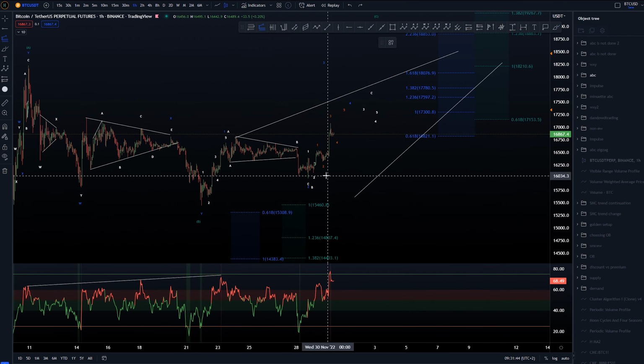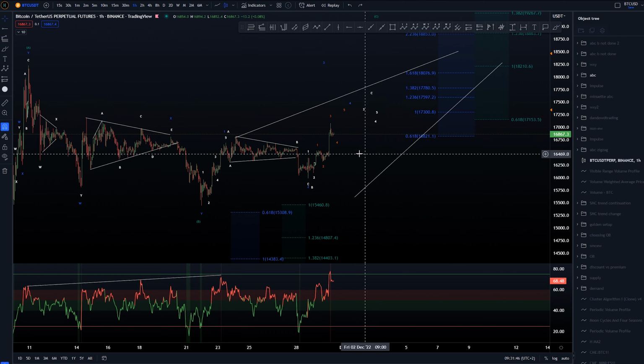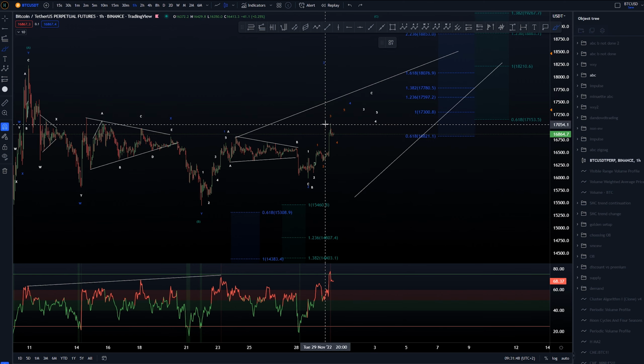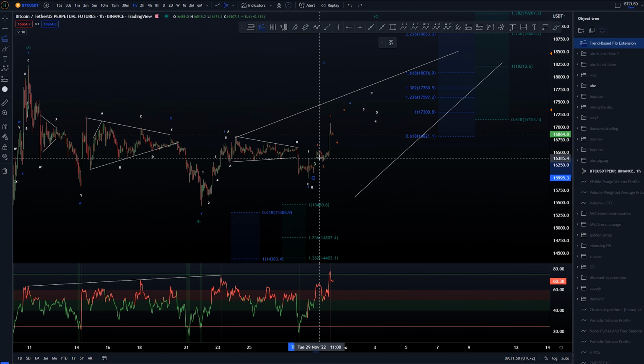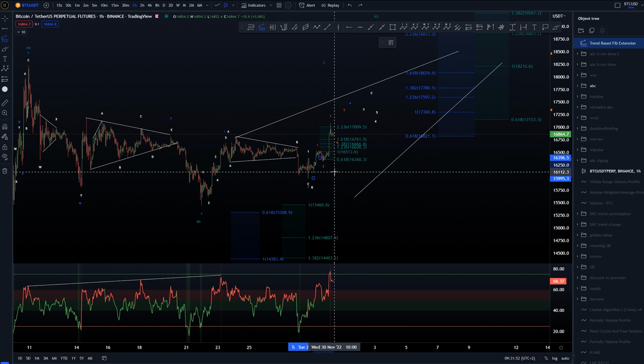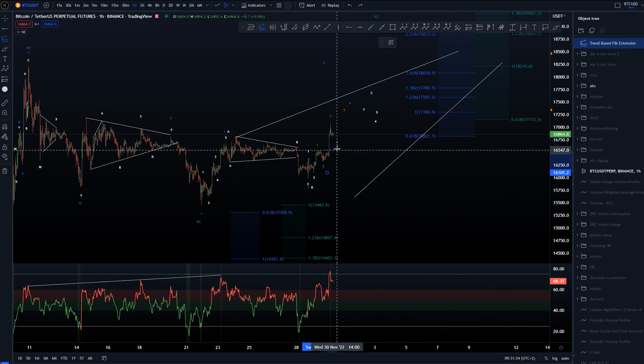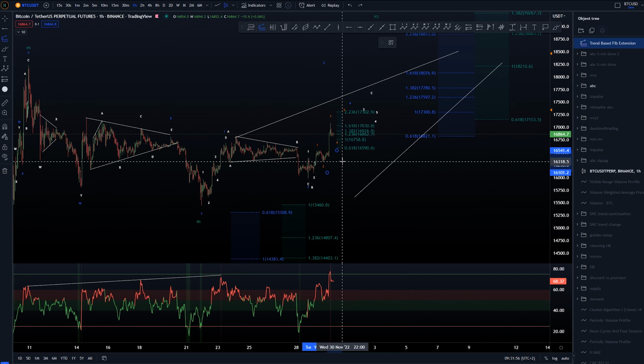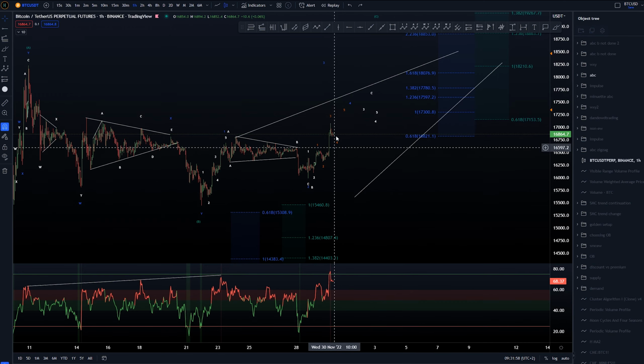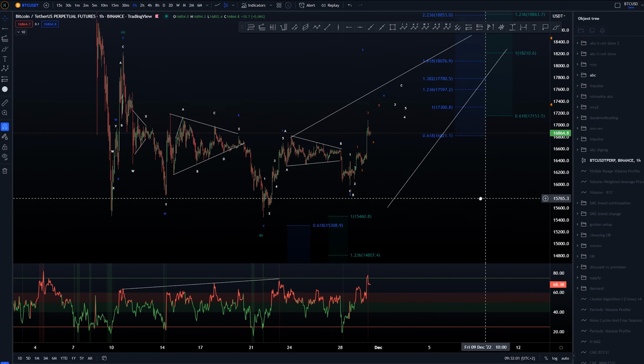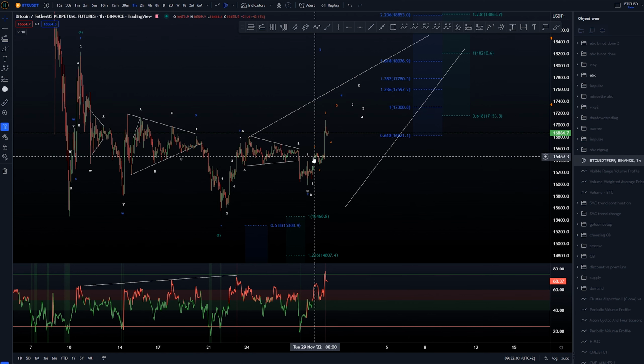Now if we look at the extensions that we are having here, we can see clearly that these are looking more impulsive than corrective. We are going to go well past the 1.618 extension, which gives us clarity that this is more likely to be an impulsive wave structure upwards instead of a corrective wave structure.